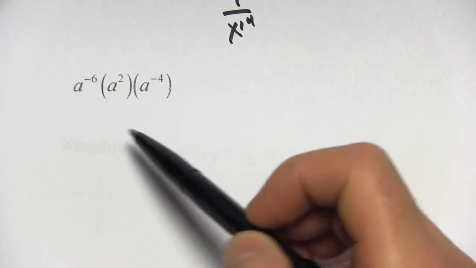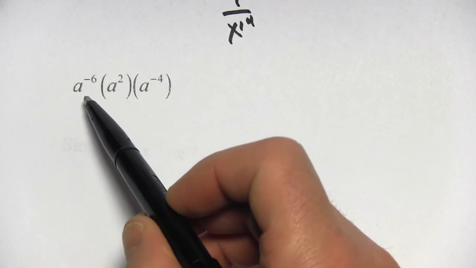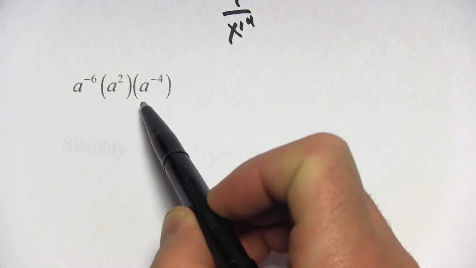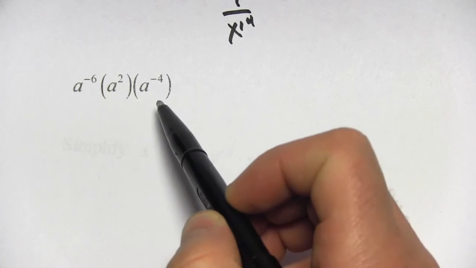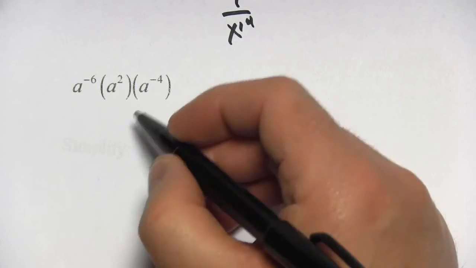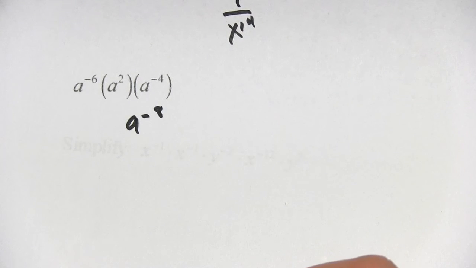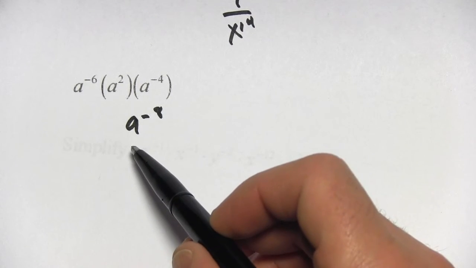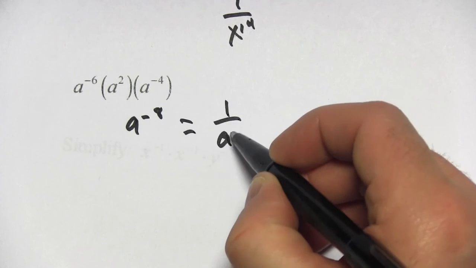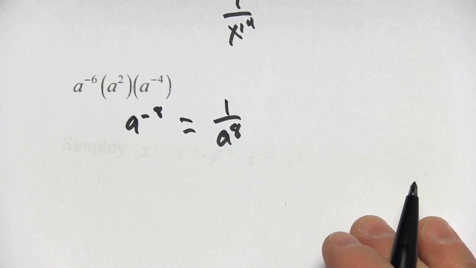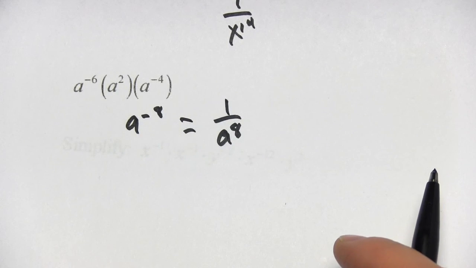So here we're multiplying again, just doing it with parentheses instead of those little dots. So let's add the exponents. Our bases are all the same. They're all a. So I've got negative 6, 2, and negative 4. I think that's negative 8. So this is a to the negative 8th. And that would be one way to write the answer. The other way would be 1 over a to the 8th. So that is a little bit of work with negative exponents.